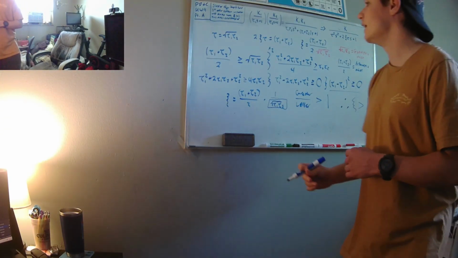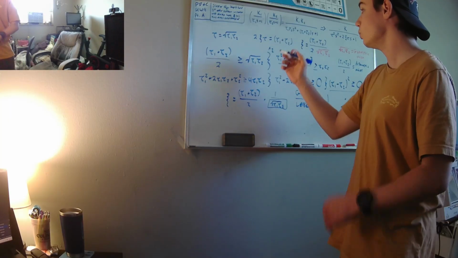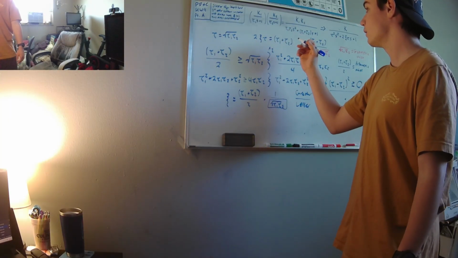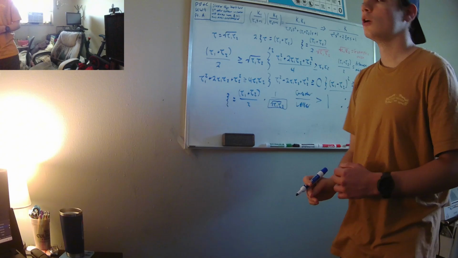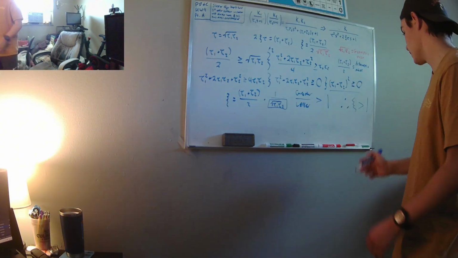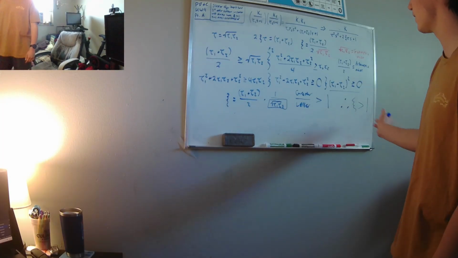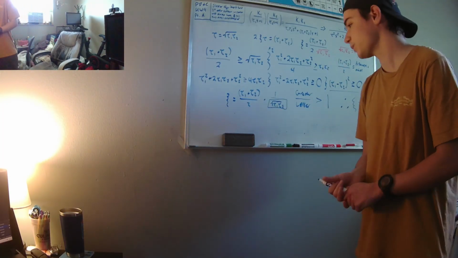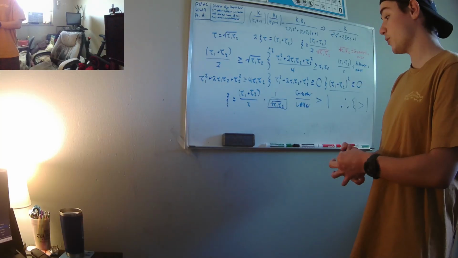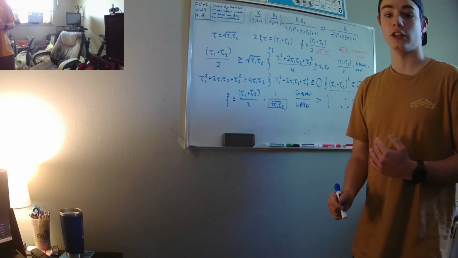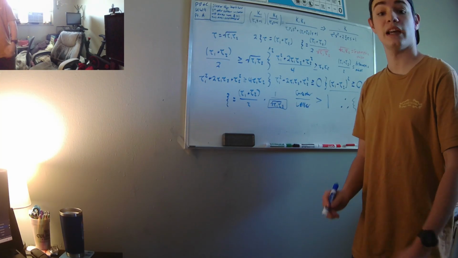which further means that two first-order systems in series will always be overdamped because our zeta will always be greater than 1 by this algebraic proof here. So now you can go into Python and do something similar to this computationally. So let's go ahead and move on to the next part of part A.